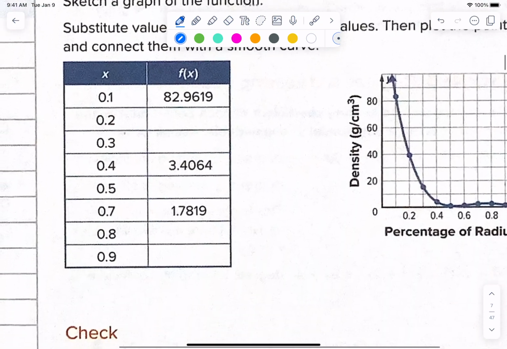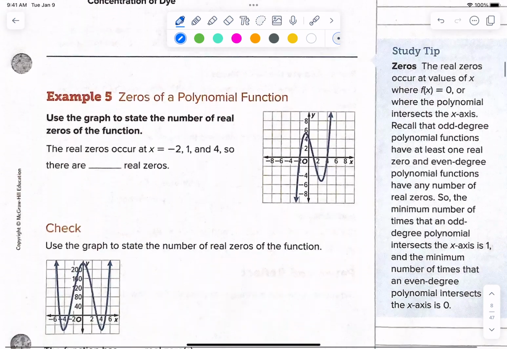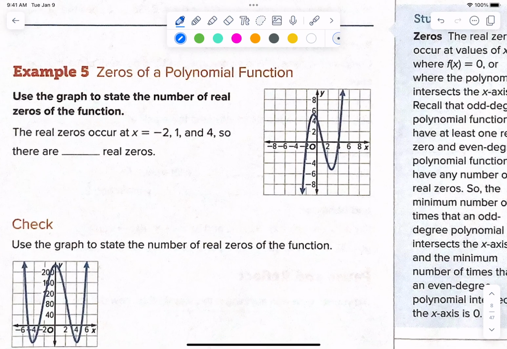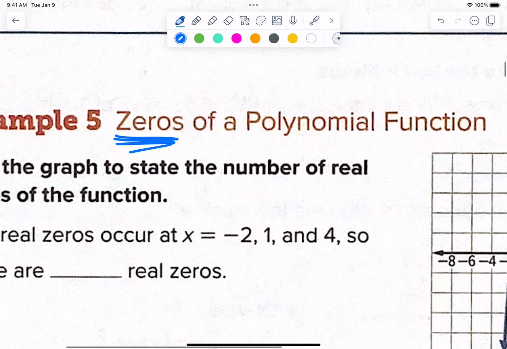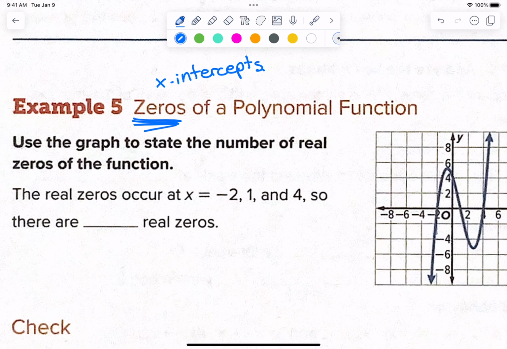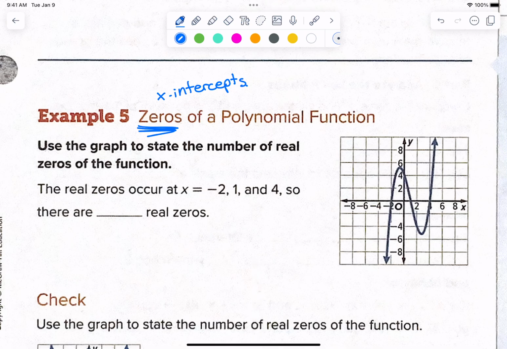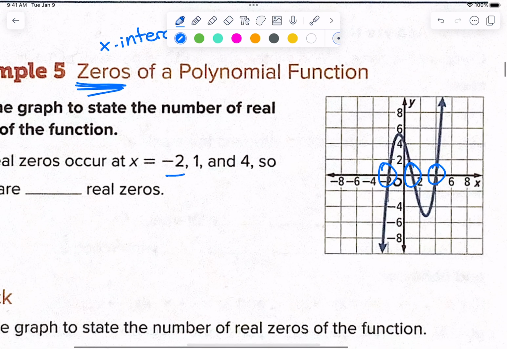Example 5. Here you go. Zeros of a polynomial. What are zeros? Where it crosses the x-axis. These are x-intercepts. Add that to your list: x-intercepts. Use the graph to state the number of real zeros. How many zeros does he have? 3. 1, 2, 3.